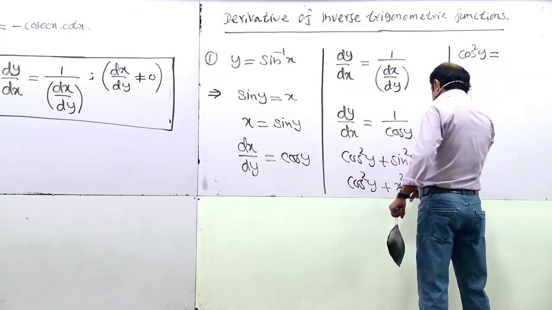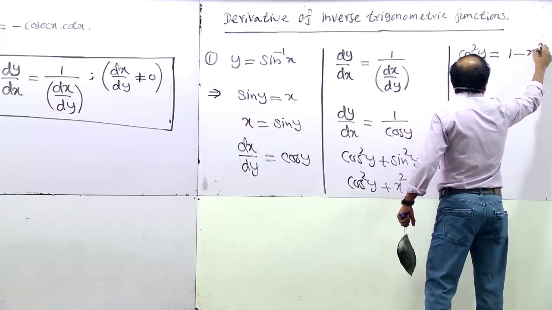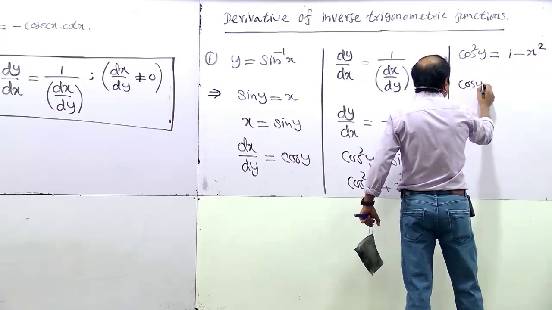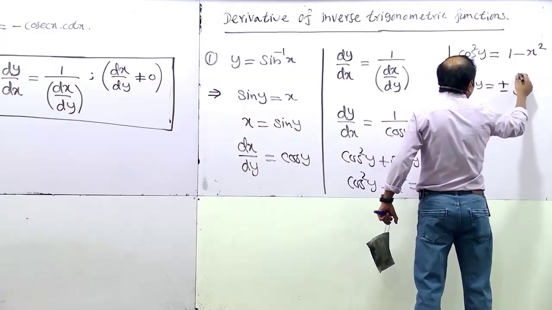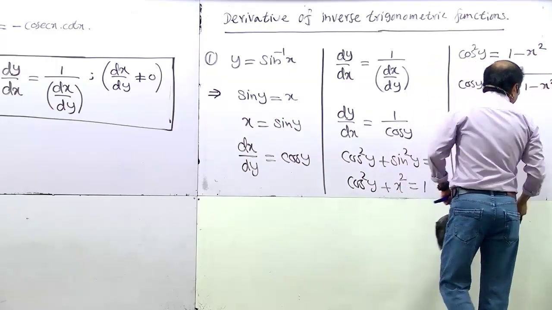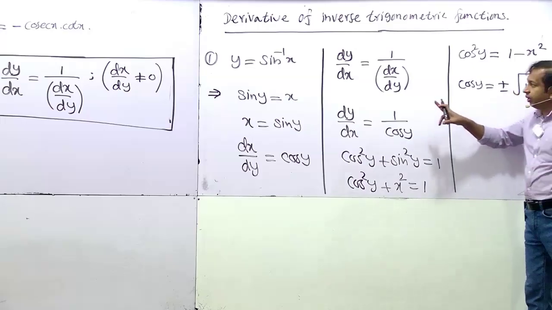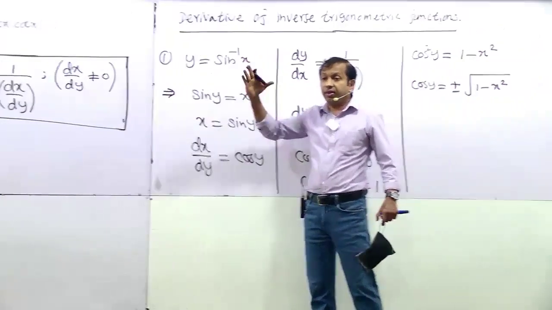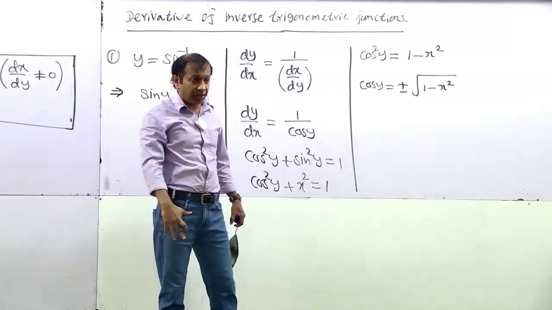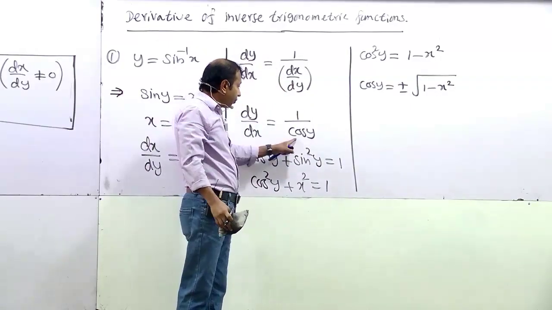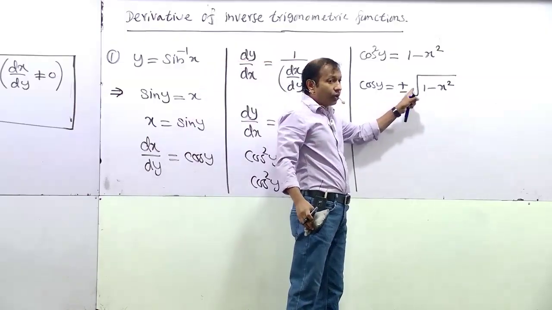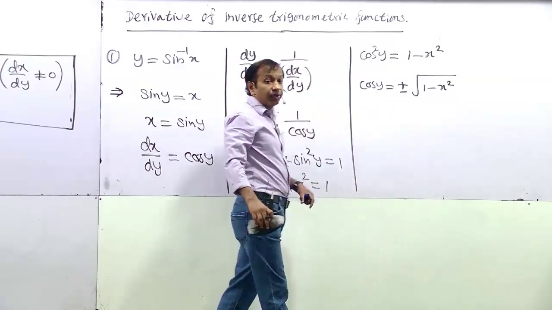When you make cos y the subject, first bring this x squared to the right hand side, 1 minus x squared, then take the square root, then we have to put plus or minus. Here we select the plus sign. The reason: in the sin inverse x graph, in the principal part, the gradient is positive. Therefore, we take the plus sign. So for this cos y, we put plus square root of 1 minus x squared. Then we get the derivative of sin inverse x.